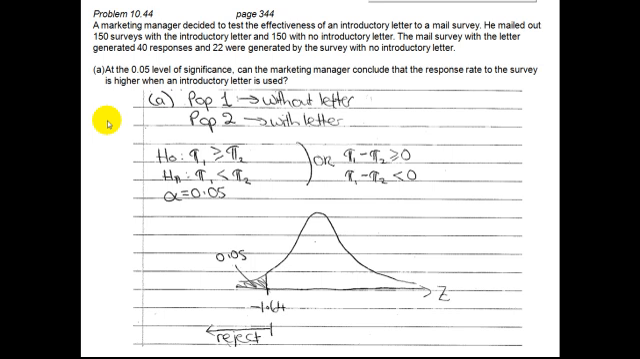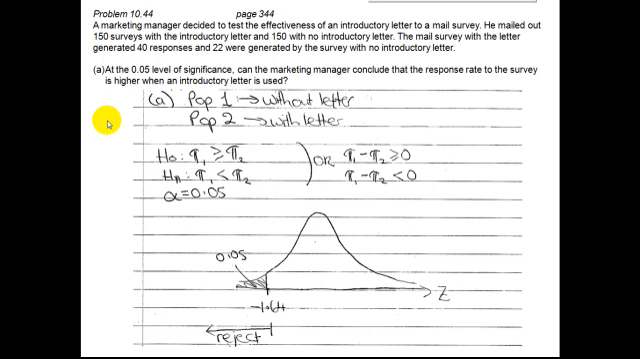So even with the information at this stage, we're thinking it's a two population scenario. We've taken two samples, a sample with an introductory letter and a sample without an introductory letter, and we've got the responses generated in each. Notice that this makes us also think about proportions, because we've got 40 responses out of 150, 22 responses out of 150. So we're thinking two populations, two samples, and we're applying that to proportions.